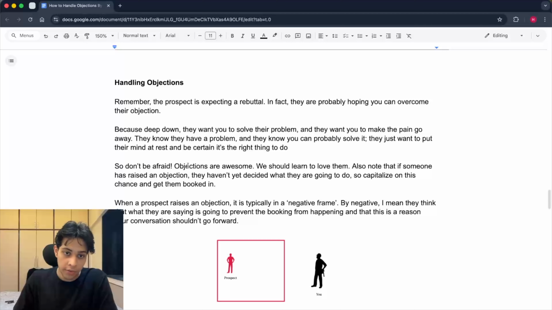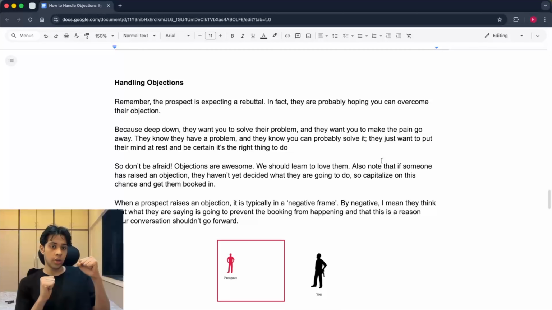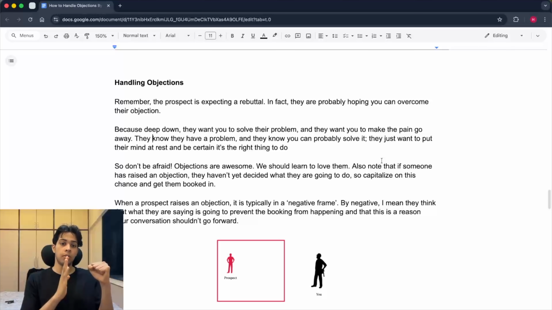Okay? So don't be afraid, man. Objections are awesome. They're fucking amazing. We should learn to love them. Okay? Also, note that if someone has raised an objection, they haven't yet decided what they're going to do. Okay? So capitalize on that. Capitalize on this chance and get them booked in because they're not saying no to you, but they're not saying yes to you. They're in the middle. So capitalize on that and get them booked in because they're not saying no, and that's more important, right?